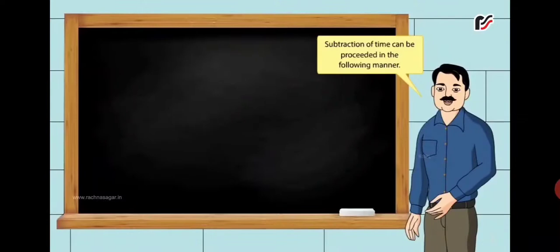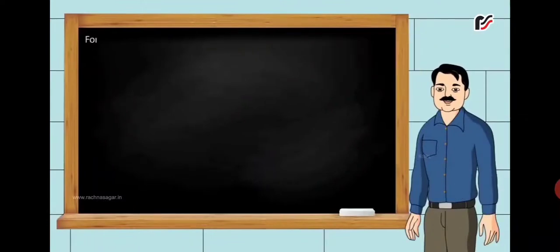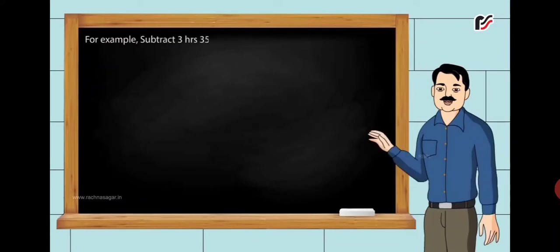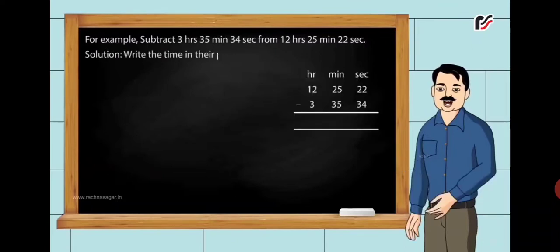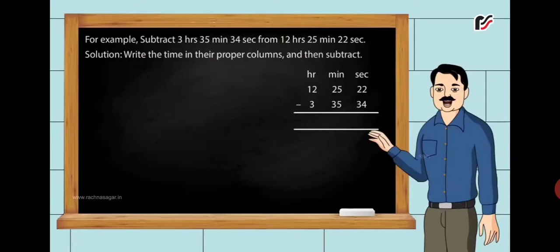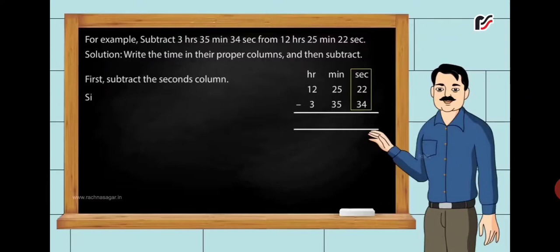Subtraction of time. Subtraction of time can be proceeded in the following manner. For example, subtract 3 hours 35 minutes 34 seconds from 12 hours 25 minutes 22 seconds. Solution. Write the time in their proper columns and then subtract. First, subtract the seconds column.